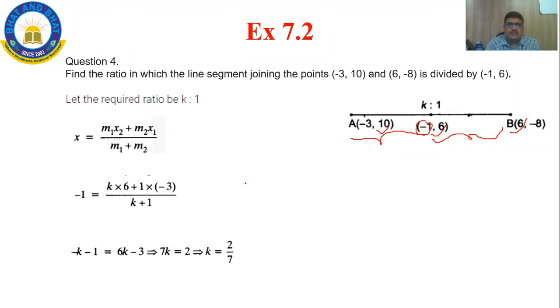So I have to simplify this. I'll get k as 2 by 7. If I get k as 2 by 7, what is the ratio? It is 2 is to 7 only. Very simple. 2 by 7 whole divided by 1. What is the answer? 2 by 7 only.